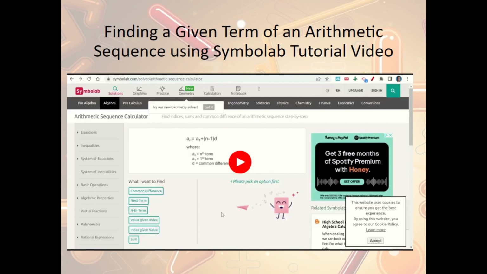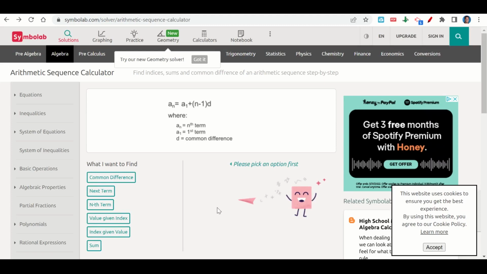There's a video here that shows you how to find a given term in an arithmetic sequence. So you can use this to check your work. So you can go ahead and watch this video. Let's take a look now at how we can check our work using Symbolab to find a given term in an arithmetic sequence.